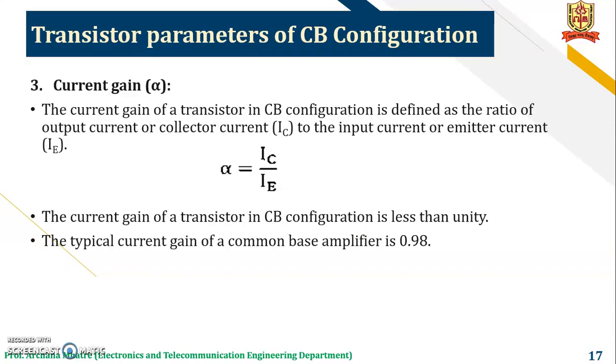Next parameter is current gain alpha. It is again the ratio of the collector current IC to the emitter current IE. The current gain of a transistor in CB configuration is less than unity. Typically, the current gain of a common base amplifier is 0.98.